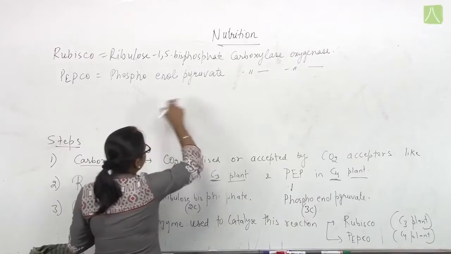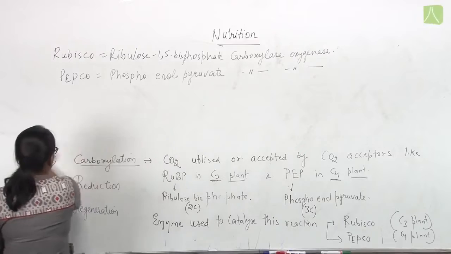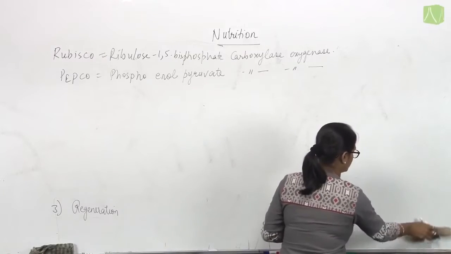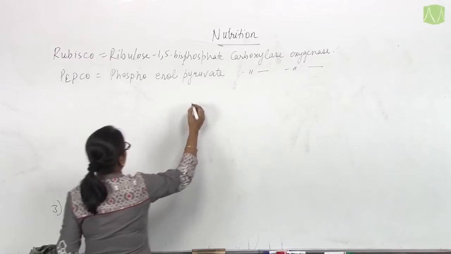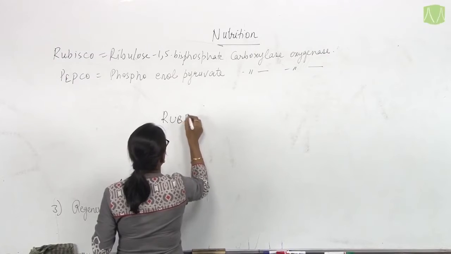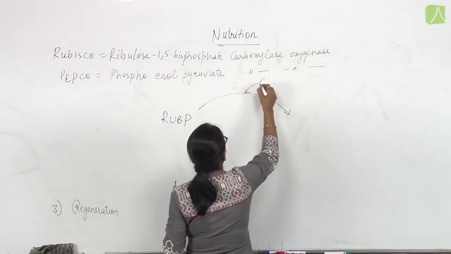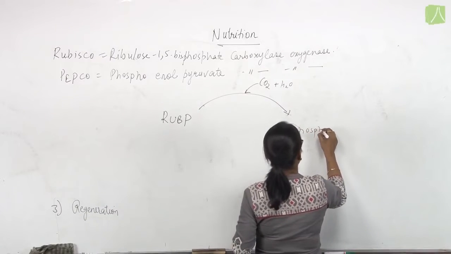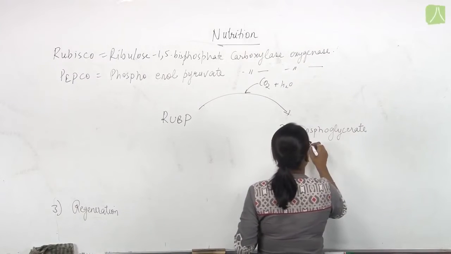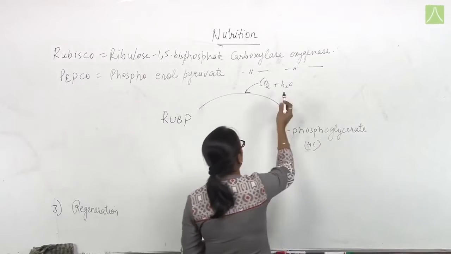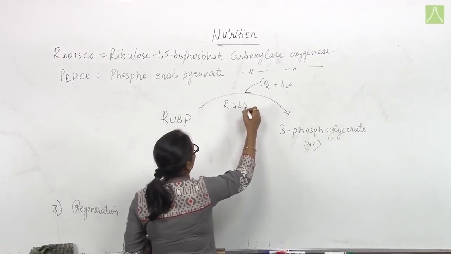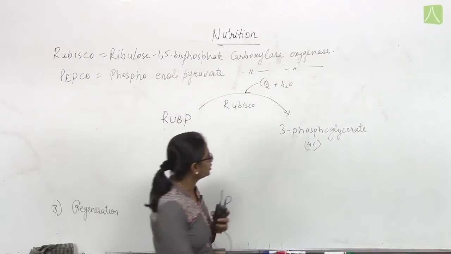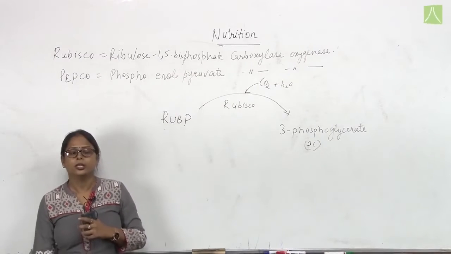Now here, this is actually a cycle. So what is happening during this cycle is, the first step we have discussed, that is carboxylation. Here CO2 is accepted by RuBP, catalyzed by the enzyme Rubisco. Now this 3 phosphoglycerate is the very first compound, which is a 4 carbon compound. Sorry, it's a 3 carbon compound because we are discussing C3 reaction. A 3 carbon compound is formed.